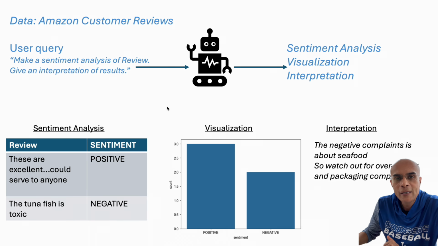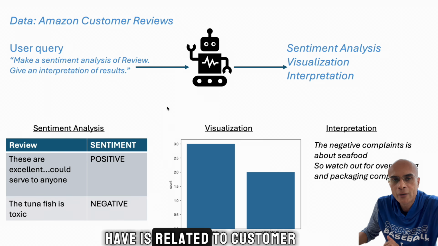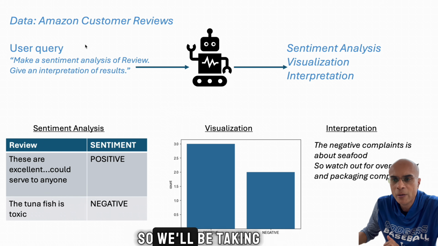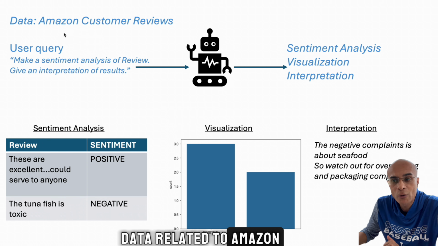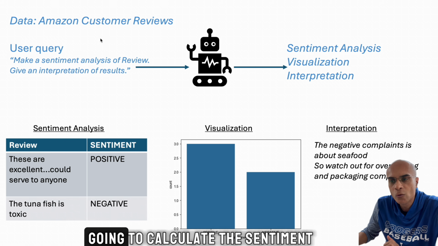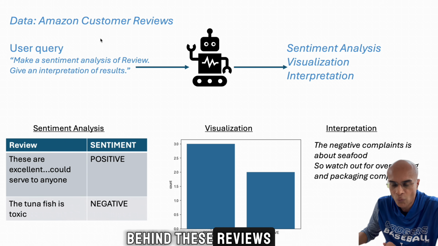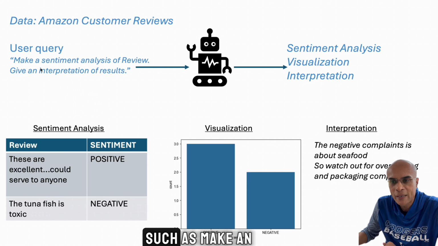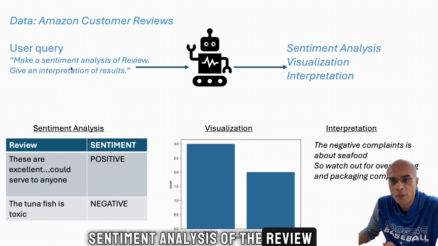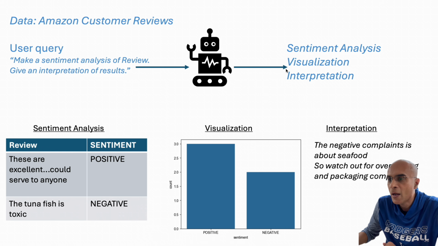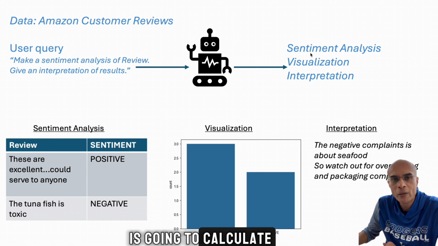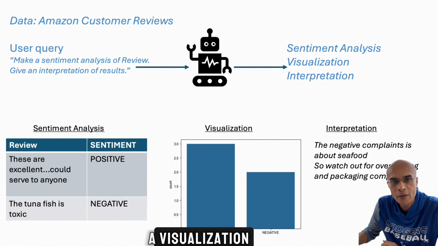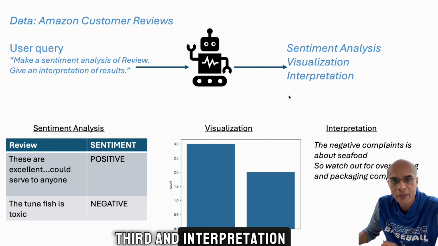So the data insight use case which I have is related to customer sentiment analysis. So we'll be taking data related to Amazon customer reviews and then we are going to calculate the sentiment behind these reviews. So we are going to have an agent which will take an input query such as make a sentiment analysis of the review as well as give an interpretation. And then this agent is going to calculate three things. The first, it is going to give us the sentiment analysis, second, a visualization, as well as third, an interpretation.